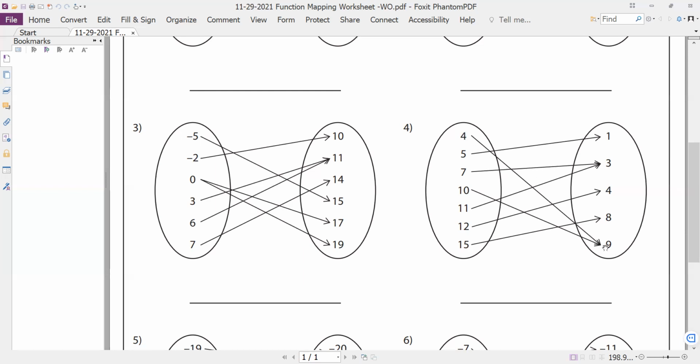4 only maps to 9. 5 only maps to 1. 7 only maps to 3. 10 maps to 9. 11 maps to 3. We don't care that 7 and 11 both map to 3. We care about what's over here, right? 11 maps to 3. 12 maps to 4. And 15 maps to 8. So number 4 is a function. That's correct.